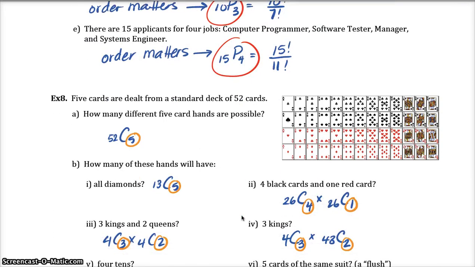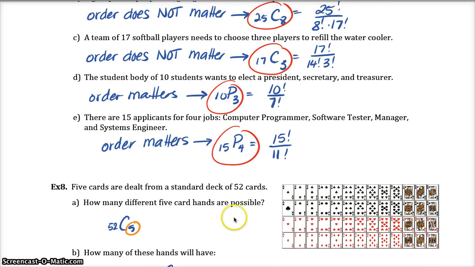Okay, question 8, going back to our cards. So we have 52 cards in a deck. There are 13 cards in each suit. There are 4 suits: clubs, spades, hearts, and diamonds. You have 4 of a kind, so 4 aces, 4 twos, 4 threes, etc. You have 12 face cards because there are jacks, queens, and kings.